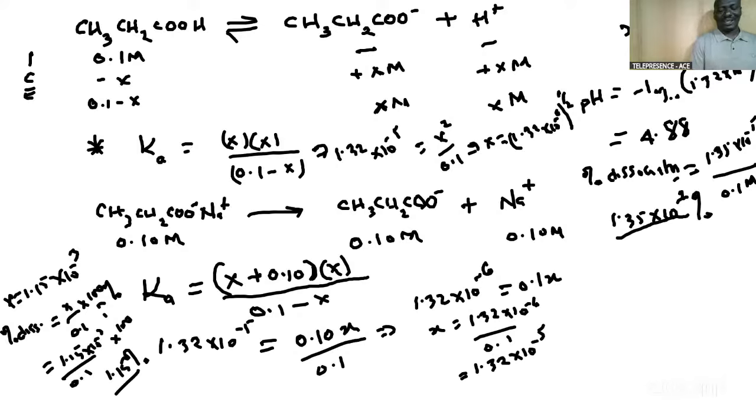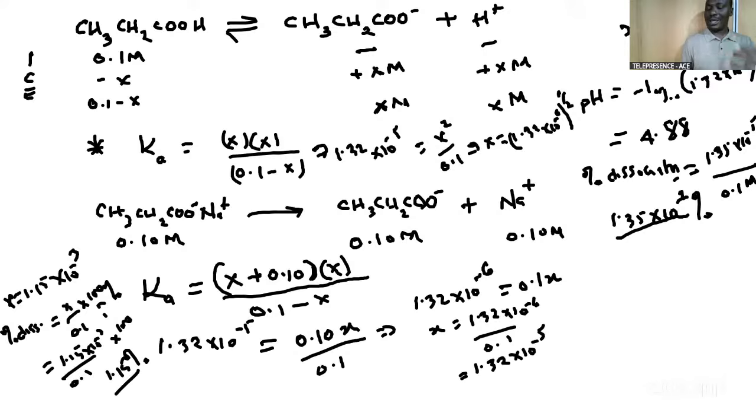So you can see the effect of the common ion, the propanoate ion that is common to both of them. You can see that in the absence of the salt, in the absence of the common ion, the percent dissociation is 1.15, while in the presence of the salt, the percent dissociation is drastically reduced to 1.32 times 10 to the power of minus 2, which is far less than what the dissociation is in the absence of the salt.